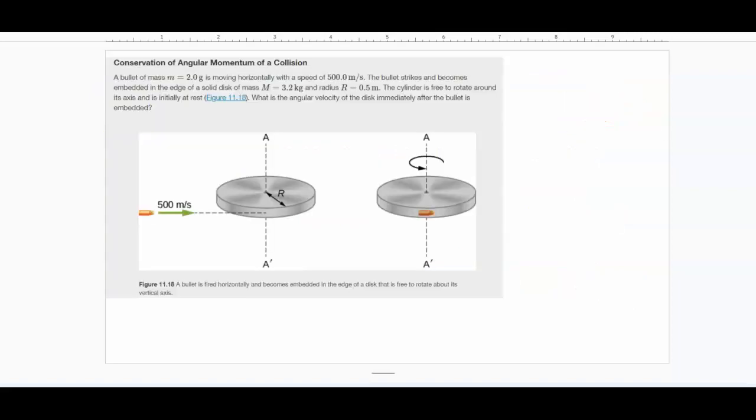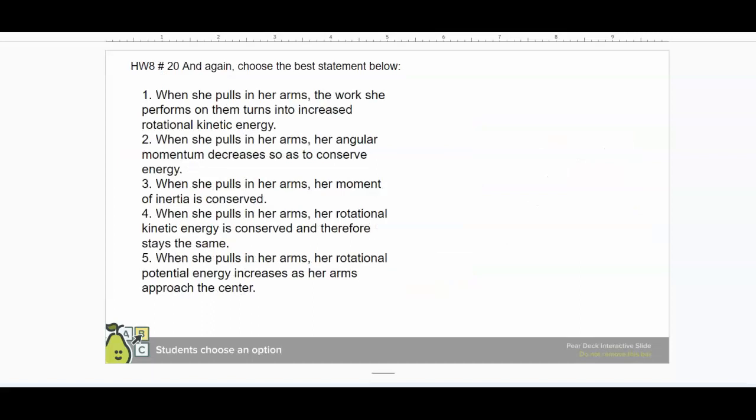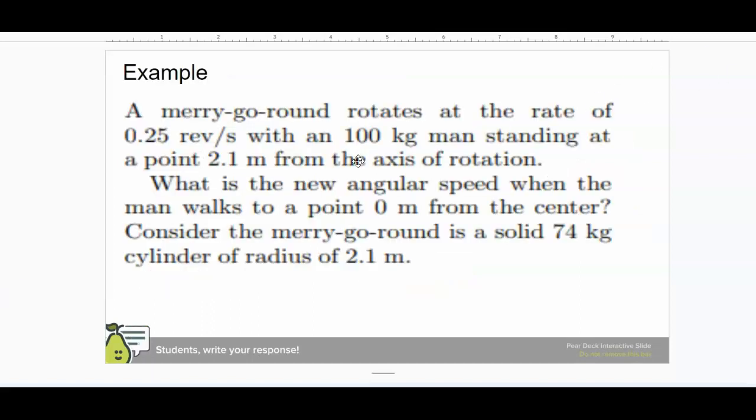Okay, so let's see how you might apply conservation of angular momentum. Here's an example. It says a merry-go-round rotates at the rate of 0.25 revolutions per second. Immediately before I do anything else, I see revolutions per second. This is omega, right? Revolutions per second is telling us how fast it's spinning around, but the SI unit for omega should be radians per second. So in my mind, I'm immediately thinking, okay, I have omega, but I need to unit convert that before I go farther in the question.